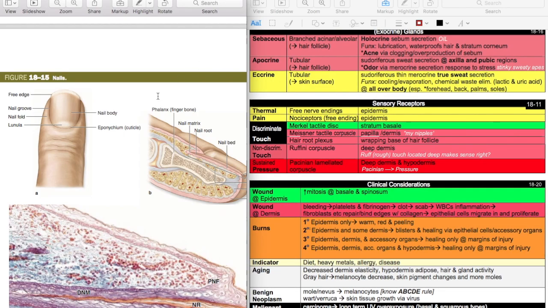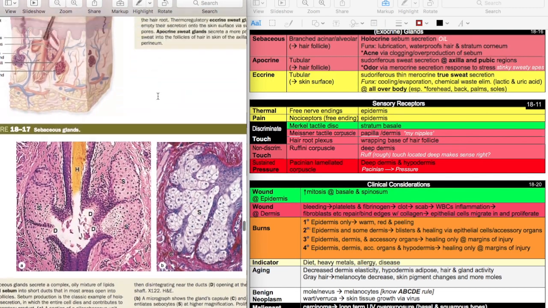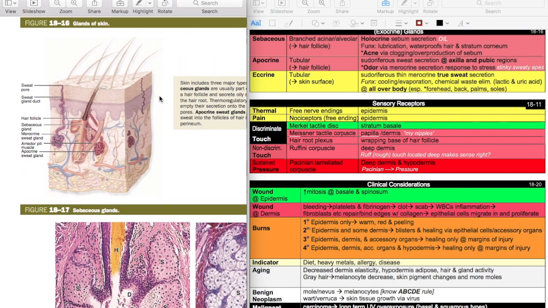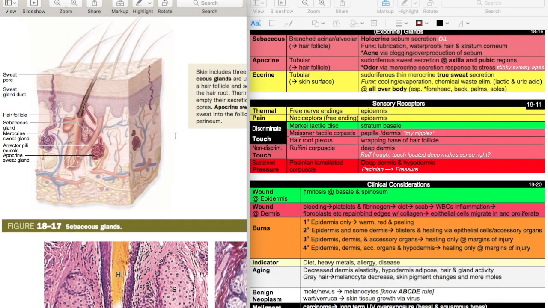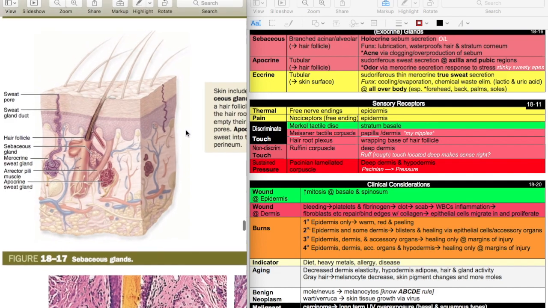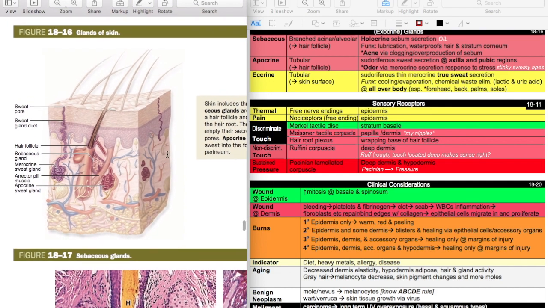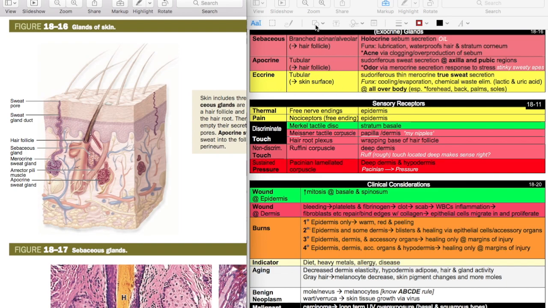Now glands, 1816, they can be a little bit tricky, but if you just give it a few minutes, it's really not too bad. Okay, so glands of the skin, there are 3 basic types that you're going to need to know for this test. But if we group them, they'll be a little bit easier to deal with. First off, there are 2 different basic types of secretions that you need to differentiate. One is oil, the other is water.